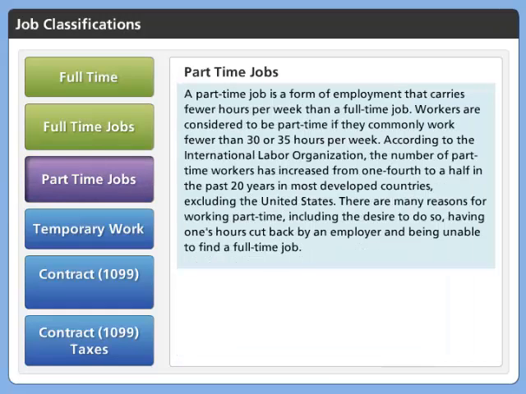A part-time job is a form of employment that carries fewer hours per week than a full-time job. Workers are considered to be part-time if they commonly work fewer than 30 or 35 hours per week. According to the International Labour Organization, the number of part-time workers has increased from 1/4 to a half in the past 20 years in most developed countries, excluding the United States. There are many reasons for working part-time, including the desire to do so, having one's hours cut back by an employer, and being unable to find a full-time job.